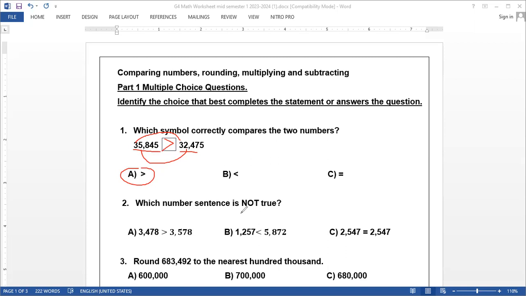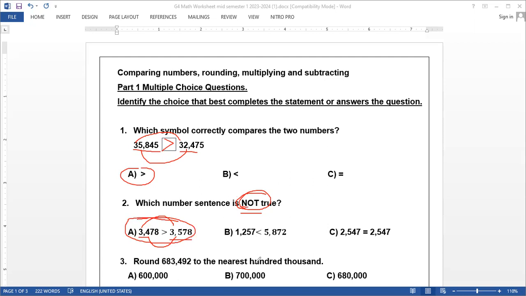Which number sentence is not true? Focus on "not." My advice to you is to read the question twice before you work on it. Now, 3,478 and 3,578. From the beginning, I find this is wrong. This means this is the correct answer. Because if you compare from the left, we have 3,000 here, then here we have 400 and here we have 500. But they put 3,478 is greater than, which is wrong. So this could not be true. So this is the answer, because they want "is not true."